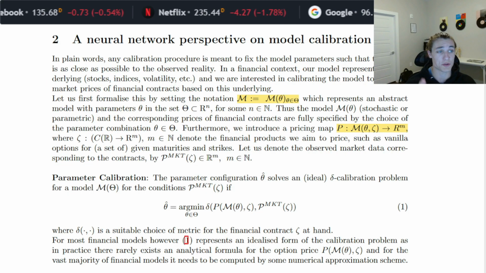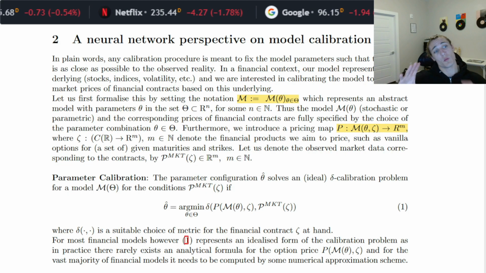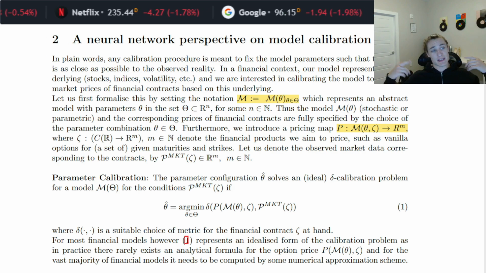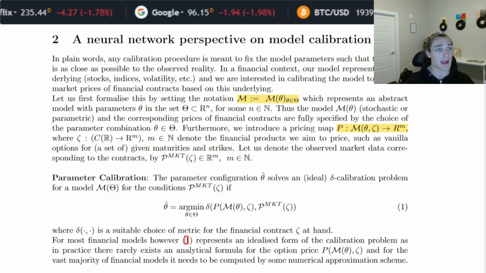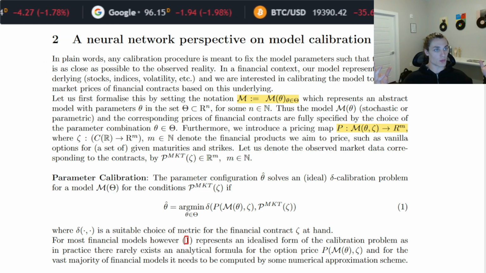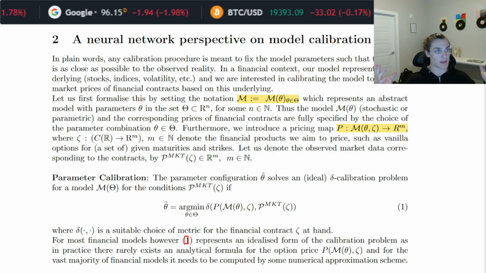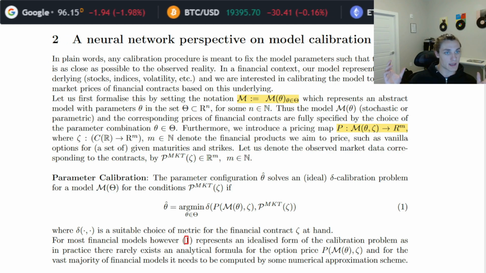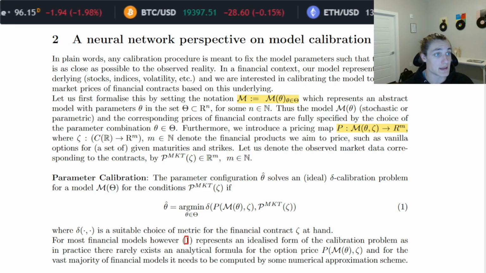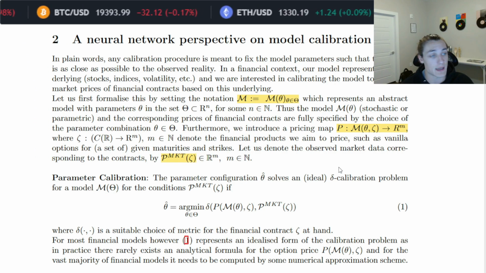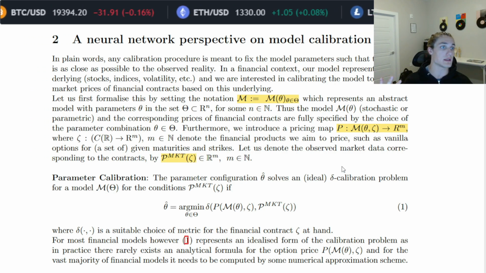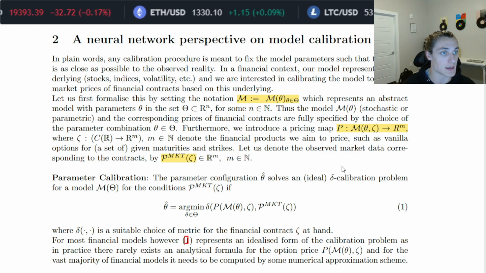R^5. Naturally, we ask the question, well, what theta should we choose? Zeta is relatively easy to develop, right? We have some grid of liquid vanilla options or something like that we just pull from the market. And their price in the market is actually given by this P market of zeta. So we know what these contracts look like. We know how they're priced.